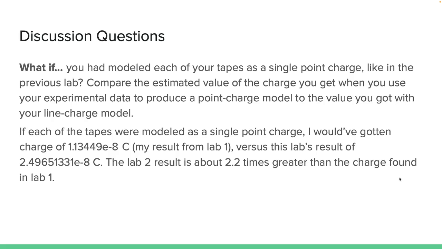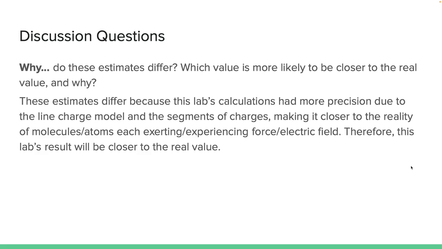What if I had modeled each of the tapes as a single point charge, like in lab 1, and what were the differences? In lab 1, we already found the charge was around 1.13 times 10 to the negative 8 coulombs, while in this one it was around 2.5 times 10 to the negative 8 coulombs. So lab 2's charge was around 2.2 times greater.